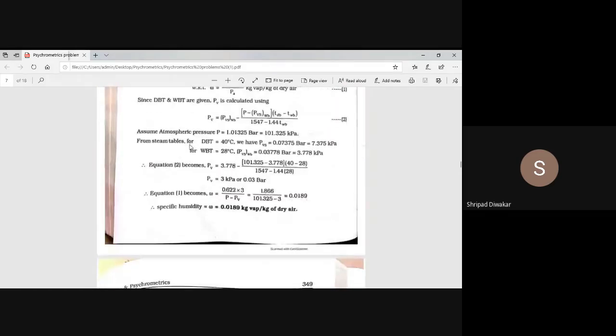This is the pressure corresponding to your dry bulb temperature. So dry bulb temperature is 40 degrees Celsius, from the steam table, corresponding pressure at 40 degrees Celsius is 7.375, and PV you are calculating by the formula. So by substituting all the values, you will get 40 percent relative humidity. Okay. Next, in this problem, they have asked one more additional thing, that is vapor density. Okay, one additional thing they have asked.